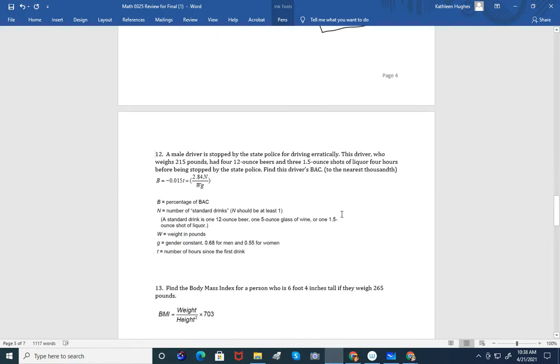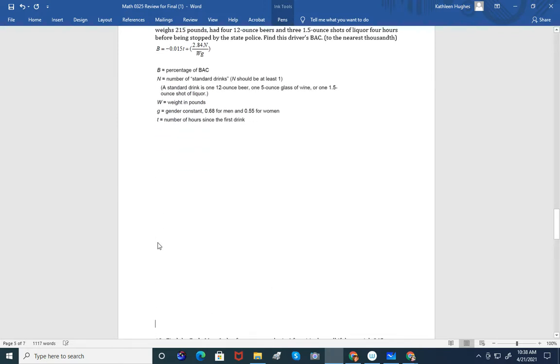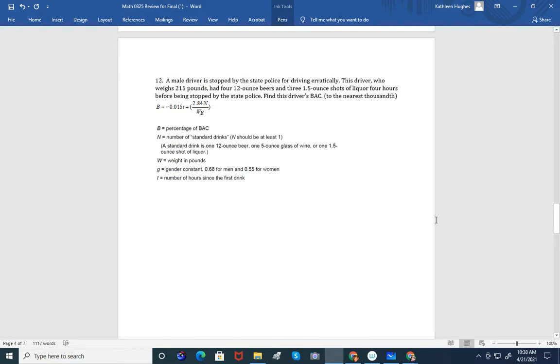All right, our next problem uses that formula for blood alcohol content. It says a male driver is stopped by the state police for driving erratically. The driver, who weighs 215 pounds, had 4 12-ounce beers and 3 1.5-ounce shots of liquor 4 hours before being stopped by the state police. Find this driver's blood alcohol content to the nearest thousandth.